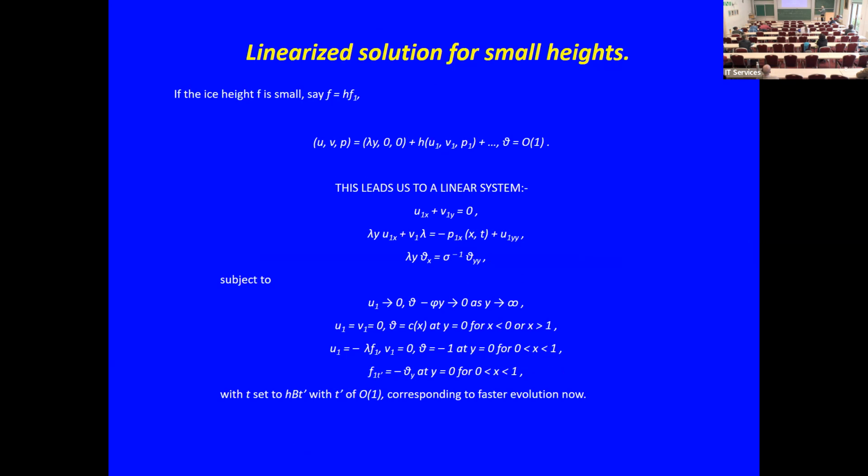The boundary conditions are virtually as we had before, except that we can do a Taylor expansion. So instead of having conditions on y equals f, we've now got conditions on y equals zero. And then there's the Stefan condition at the bottom, which is just df/dt is minus d theta/dy. The time now has absorbed the factor b, the Stefan number, but also the factor h is absorbed there, which is telling us that the evolution is going to be fast when h is small, faster.